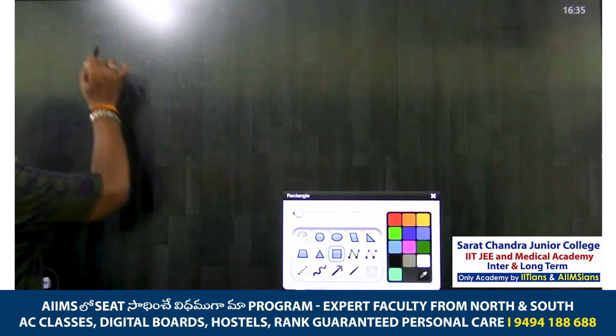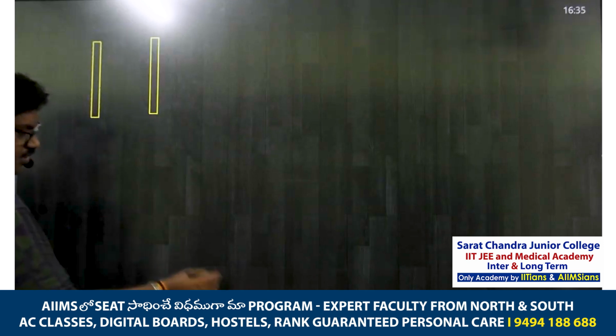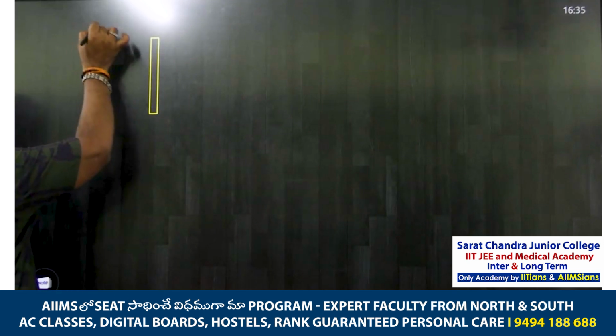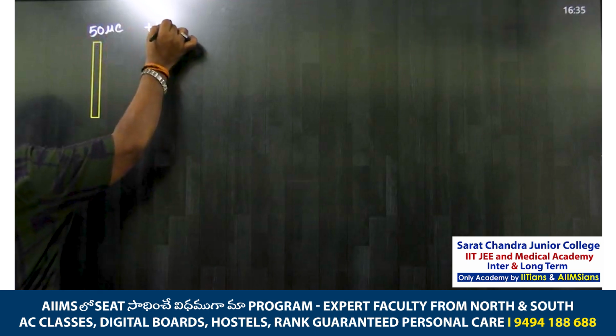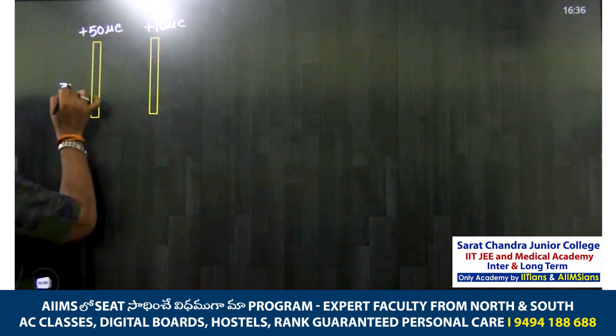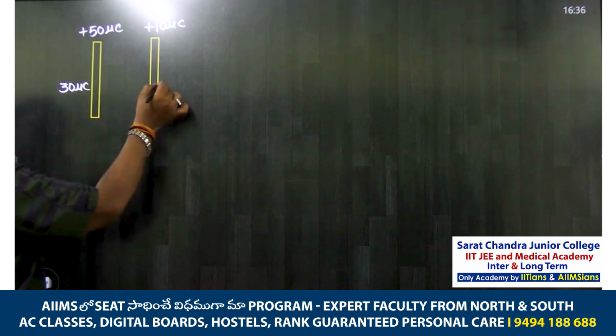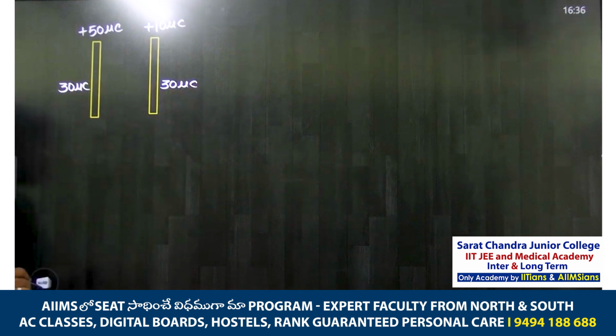For these questions, your first step is always distribution of charge. So here it is 50, here it is 10. If it is 50 and 10, what is the charge on the outer surface? 30, 30. How come 30, 30? Plus Q by Q1 plus Q2 is 60, so half.